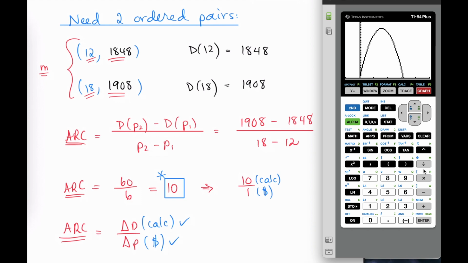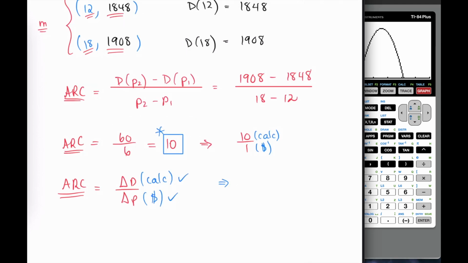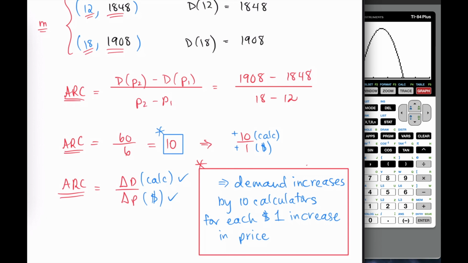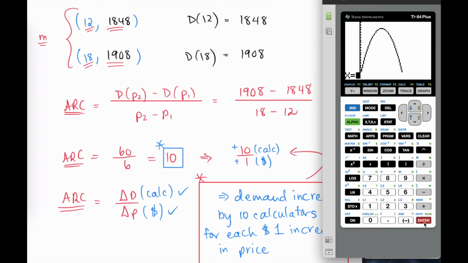So what this means is that the demand increases by 10 calculators, since this 10 is a positive number, for each $1 increase in the price. Again, since this is positive, we're seeing an increase in the demand as the price increases. And this is how we would explain the meaning of that average rate of change. And back over here on our calculator, let's remember that when x was equal to 12, we had a point in this region, and then when x was equal to 18, it gave us a point over here, and we saw that the slope that connects those 2 points was a positive slope indicating an increase in the demand.